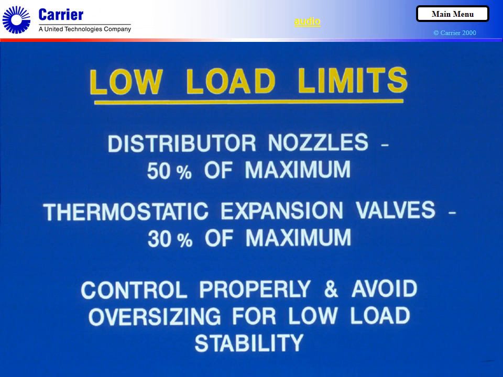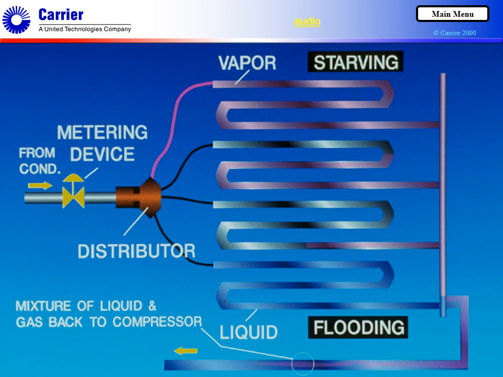The low load limit for most nozzles is about 50% of its maximum capacity. For most thermostatic expansion valves, the minimum load is about 30% of its maximum. When the flow through a nozzle drops below 50%, the gas and liquid refrigerant are not equally mixed. Gas goes to the top circuits, while liquid goes to the bottom ones. The superheat from the top circuits is excessive, while liquid refrigerant floods back to the compressor from the lower circuits.